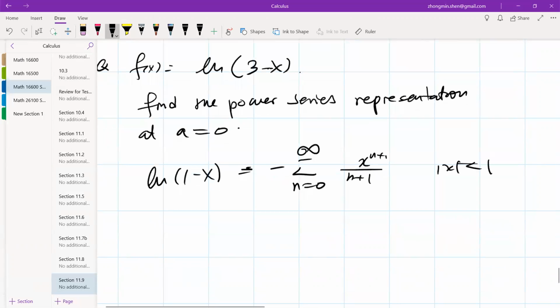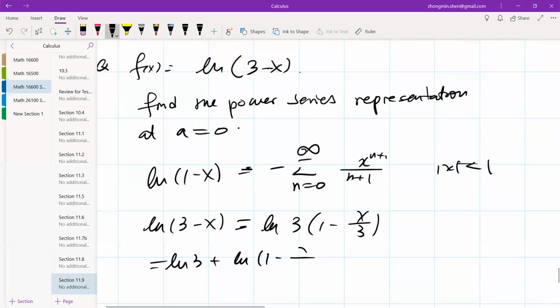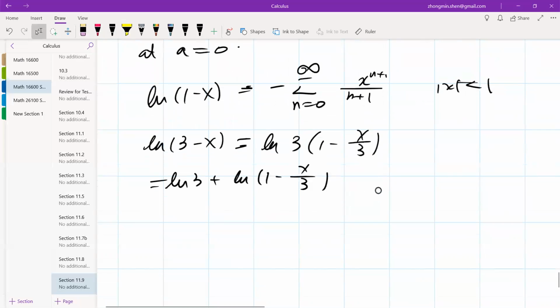We have to use this formula. How about natural log of 3 minus x? You have to change 3 to 1. So that is going to be natural log of 3 times 1 minus x over 3. So it's going to be natural log of 3 plus natural log of 1 minus x over 3. Natural log of 3 is just a constant. The second part is negative the sum of 1 over n plus 1 times x over 3 to the n plus 1.